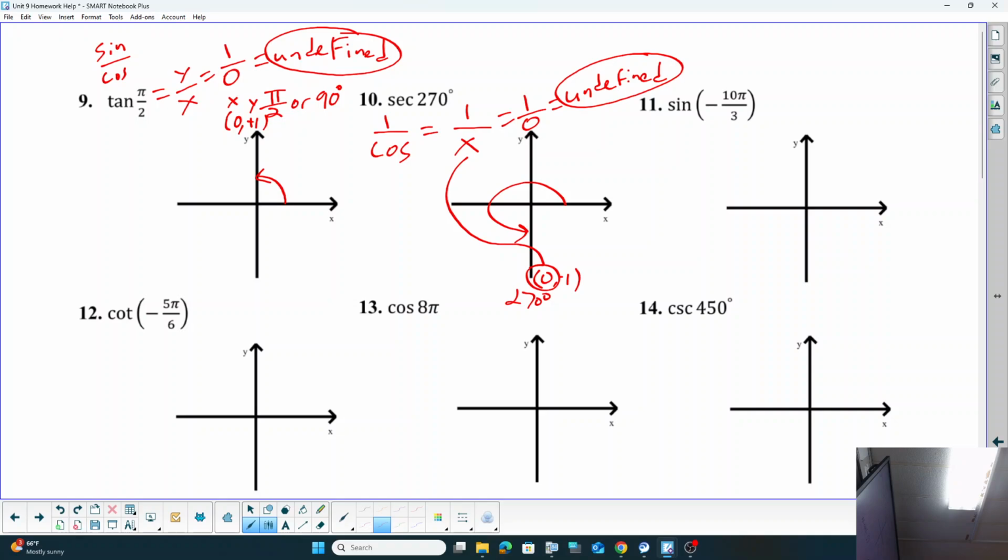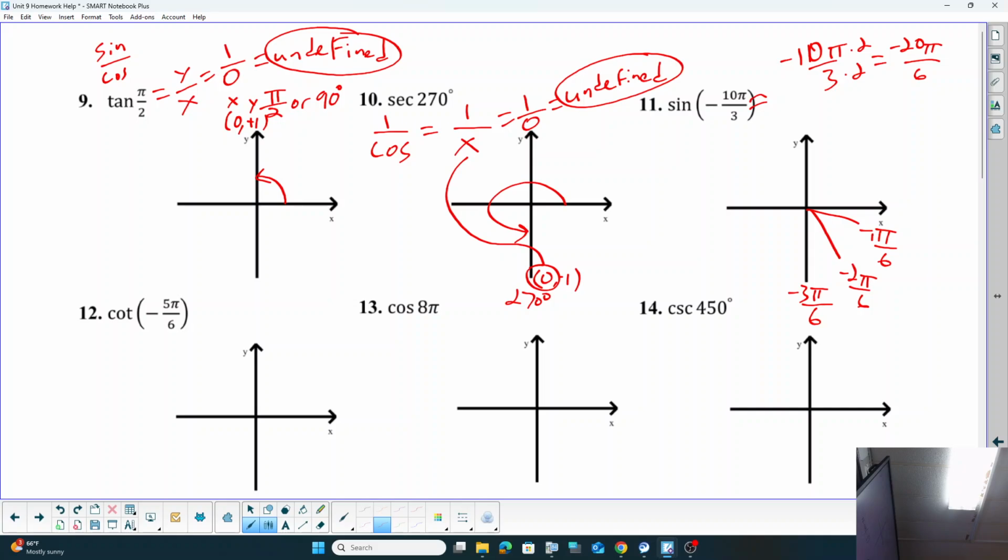What about sine of negative 10 pi over 3? Well, negative 10 pi over 3 is the same as, let's see, if we times it by 2, we get negative 20 pi over 6. Can you count? So that's going to be negative 1 pi over 6, and that's negative 2 pi over 6, and that's negative 3 pi over 6.